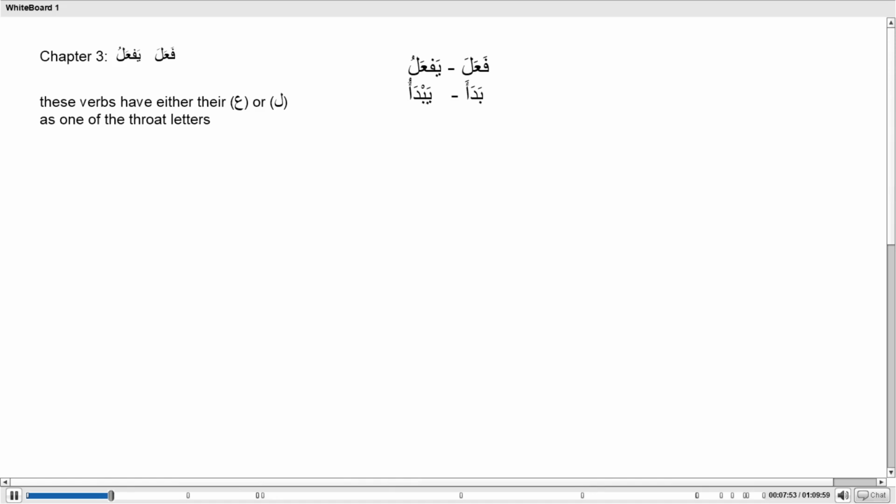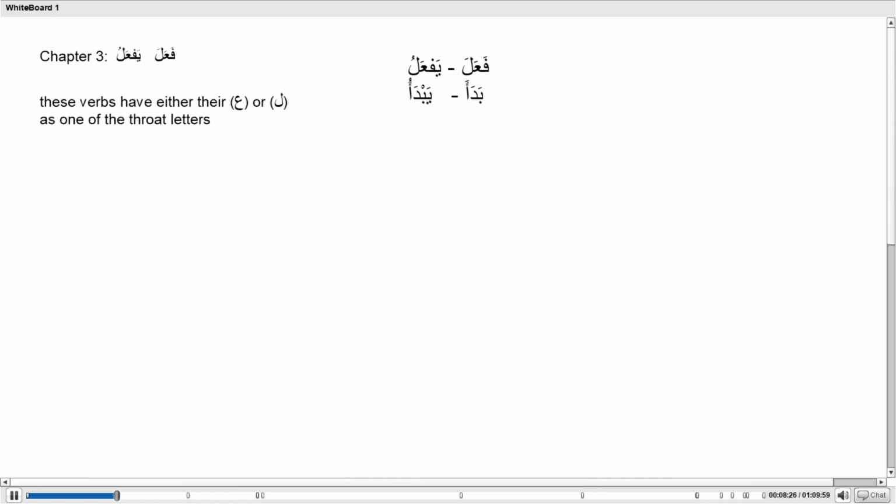As Allah subhanahu wa ta'ala said, قُلْ سِيرُوا فِي الْأَرْضِ فَانْظُرُوا كَيْفَ بَدَأَ اللَّهُ الْخَلْقَ. بدأ. How he started. Okay? واضح بارك الله فيكم. Here, where's the throat letter? The ain or the lam? The lam. See? It has to be either the ain or the lam.